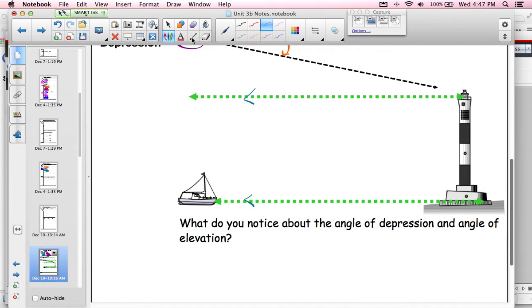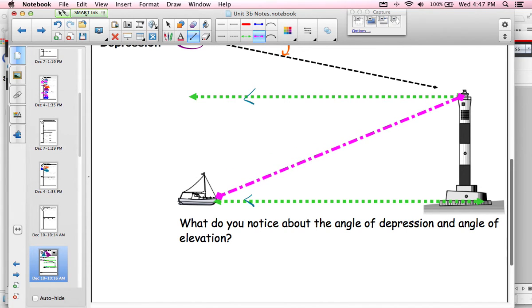If I were to connect, pretending you're up in this lighthouse looking down at somebody in this boat, with a line, then I want you to notice that we've got some angles formed, and with these parallel lines, we have some alternate interior angles. This is the angle of depression from the lighthouse. Here would be the angle of elevation from the boat. These would be alternate interior angles and would be congruent to each other. So I want you to know that the angle of elevation here is the same as this angle of depression.